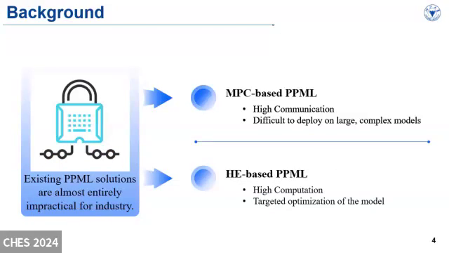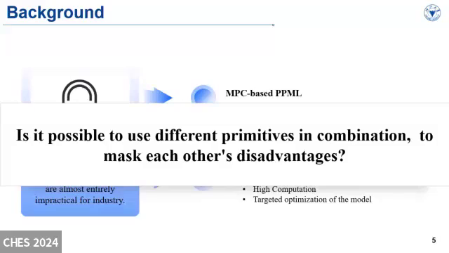However, these schemes often come with trade-offs in performance, complexity, and scalability. Existing PPML solutions are almost entirely impractical for industry. MPC-based PPML has high communication and is difficult to deploy on large, complex models, while HE-based PPML has high computation and needs targeted optimization of the model. So, is it possible to use different primitives in combination in order to mask each other's drawbacks?